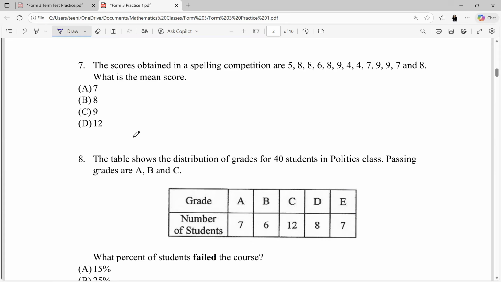So let's see how many numbers we have here. 1, 2, 3, 4, 5, 6, 7, 8, 9, 10, 11, 12, 13. We have 13 numbers. So 5 plus 8 plus 8 plus 6 plus 8 plus 9 plus 4 plus 4 plus 7 plus 9 plus 9 plus 7 plus 8. I forgot the last 8.